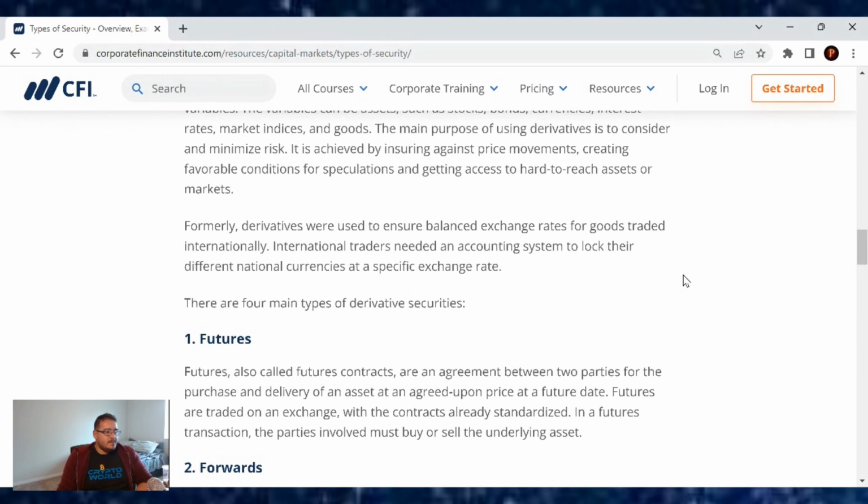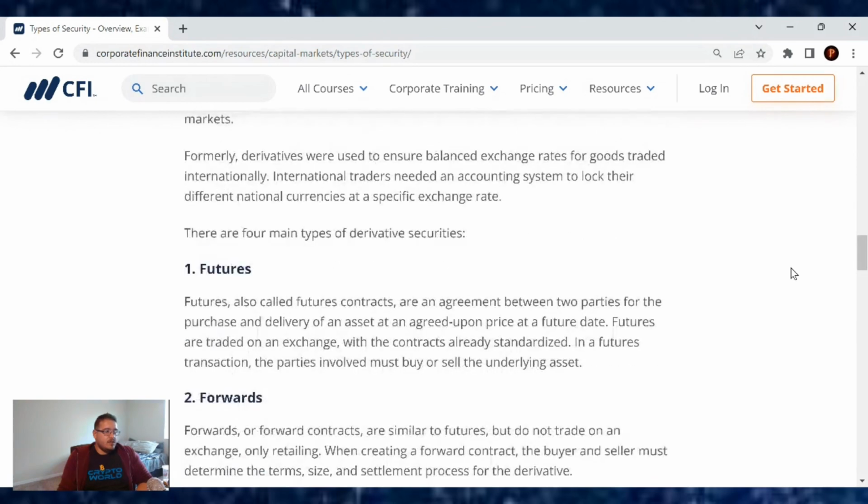There are four main types of derivatives and securities. One, you got futures. Futures, also called future contracts, are an agreement between two parties for the purchase and delivery of an asset at an agreed upon price at a future date. Futures are traded on an exchange with the contracts already standardized. In a futures transaction, the parties involved must buy or sell the underlying asset.